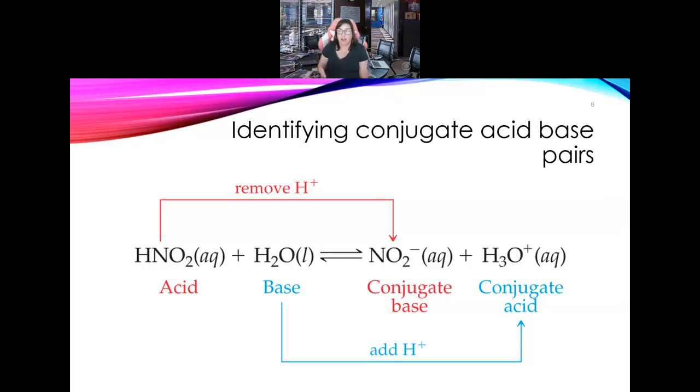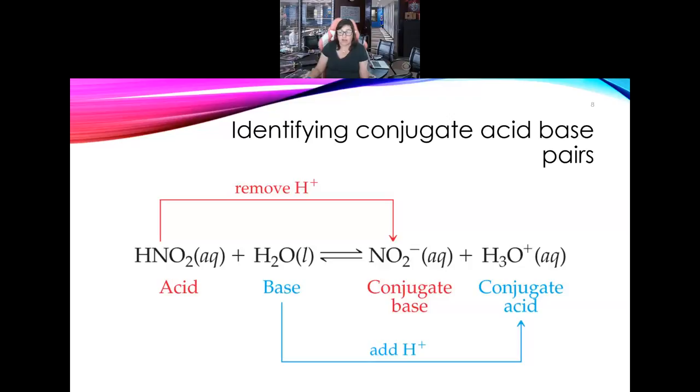Now, let's talk about conjugate acid-base pairs. A lot of this talked about proton donation and proton acceptance. And so we often talk about conjugate acid-base pairs as being one with a proton and one without a proton. So HNO2 is nitrous acid. I can remove the H from that to give me NO2 minus, which is its conjugate base. So that is a conjugate acid-base pair.